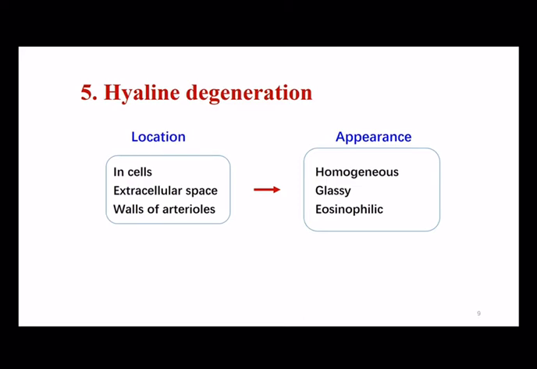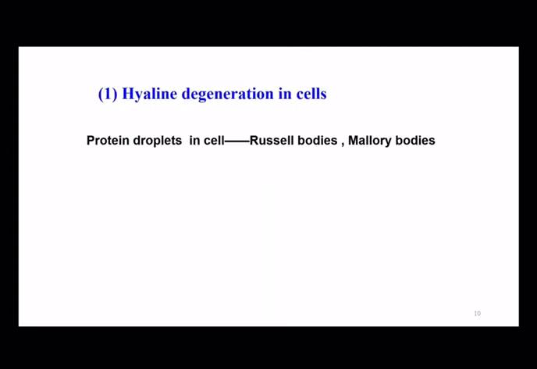The fifth type, hyaline degeneration. Hyaline degeneration is an alteration in cells in the extracellular space and walls of arterioles, which gives a homogeneous glassy eosinophilic appearance. Hyaline degeneration in cell. Protein accumulations in cytoplasm is a kind of hyaline degeneration, such as Russell bodies, Mallory bodies, as we discussed before.